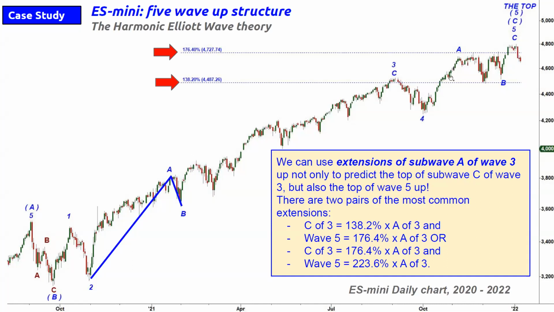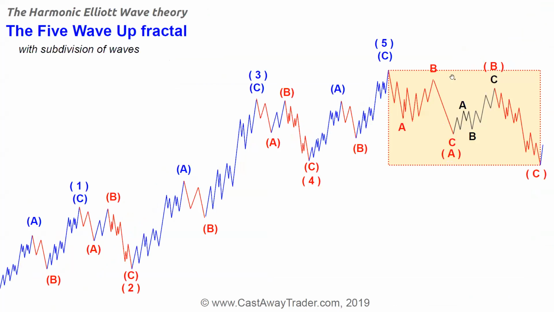So in my opinion, we got a very clean completion of the 5-wave up fractal that started in March 2009 and topped in January 2022. Now let's talk about what we normally expect when a 5-wave up fractal finds its top. We normally expect a large ABC move down, in the same way as we normally do under the classic Elliott wave theory.